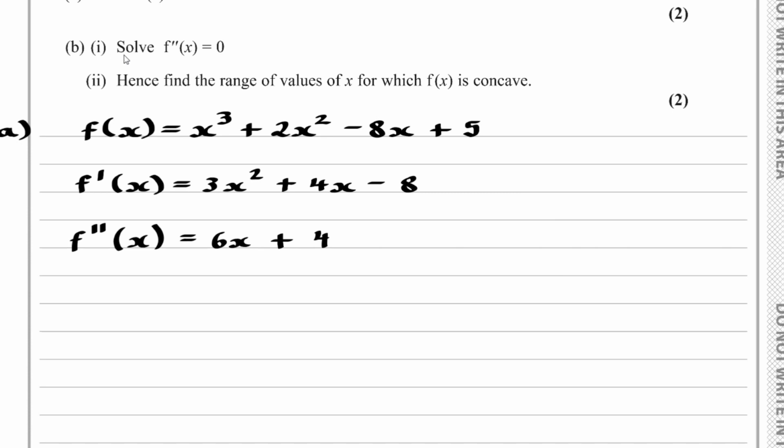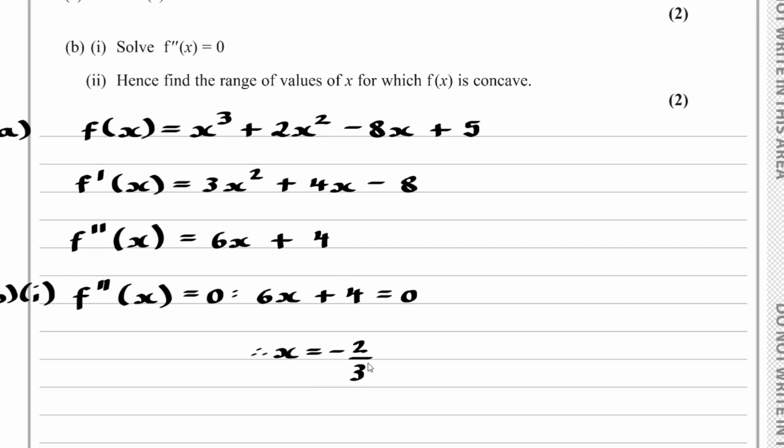Part B, for the first part, we have to solve f double dash of x equals 0. If we set f double dash of x equal to 0, we have 6x plus 4 equaling 0. And if I solve for x, you will find x to equal negative 2/3.